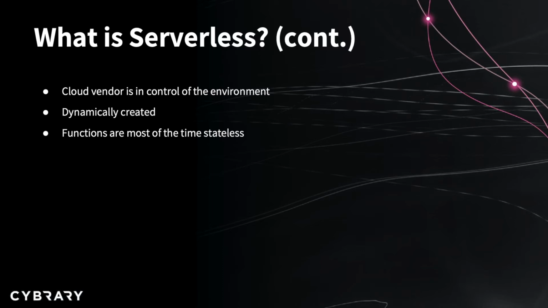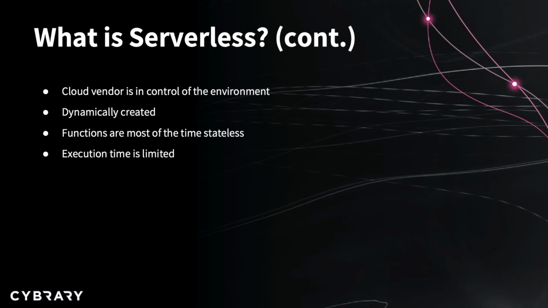Most of the time, functions are stateless, which means that you cannot save data locally and rely on being able to access it between runs. Of course, now cloud vendors, including Azure, offer the so-called durable functions where you can share state between runs. Despite this, there are certain architectural and design patterns that you should follow when working with serverless.